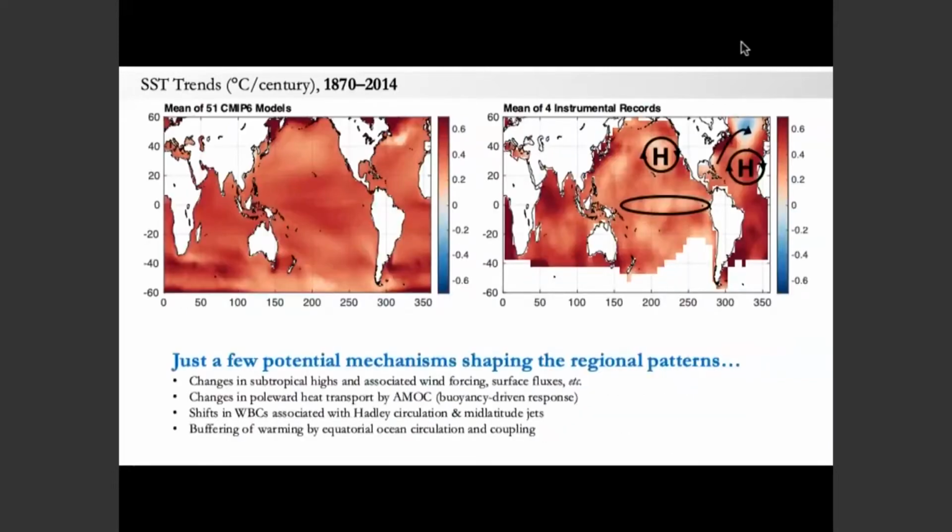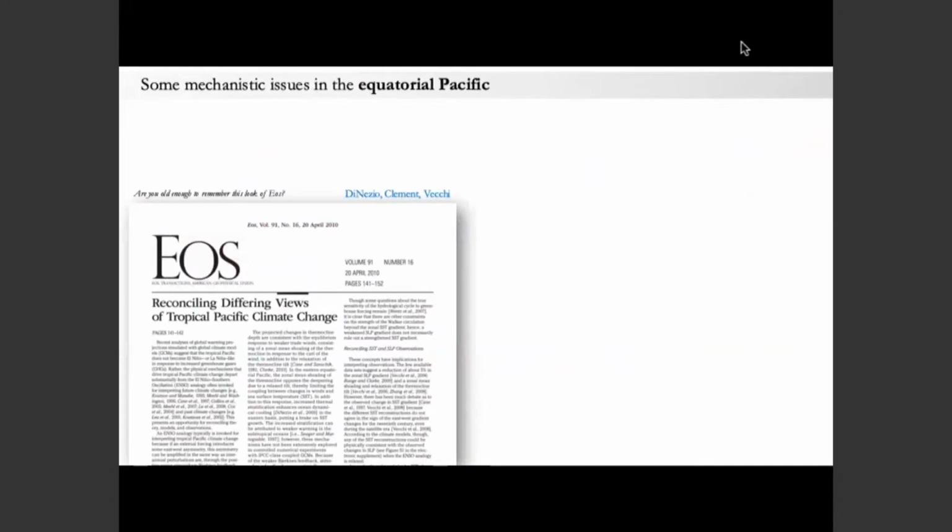So mechanisms, I mean, there could be entire workshops about various mechanisms in different regions. I'm just going to say a few words about the tropical Pacific. And this actually goes back to when I was a postdoc at Lamont, and I heard of this guy, Pedro D'Anizio, who was I think at the time a graduate student at the University of Miami, working with Amy Clement, and he wrote this nice paper in EOS back when it looked like that. And it was really trying to reconcile the different views.